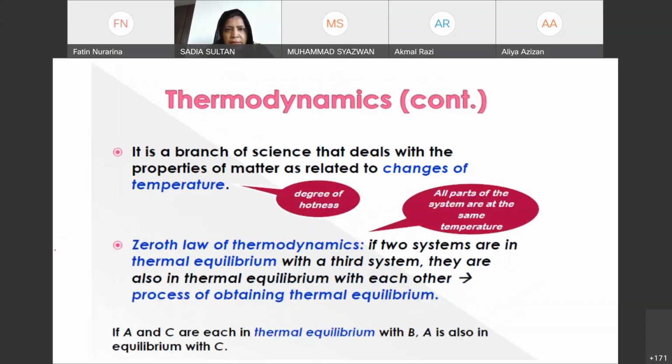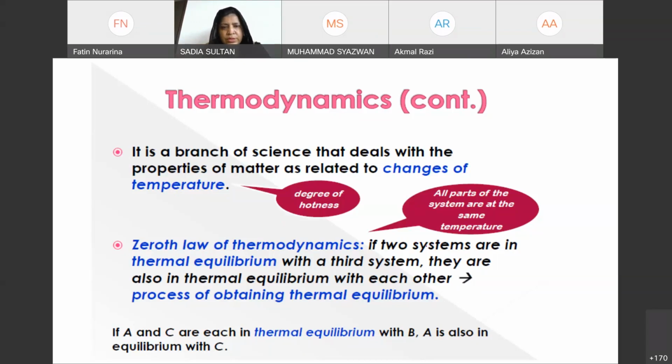It is a branch of science that deals with the properties of matter as related to change of temperature. Take the same cup of tea: if it is hot, you check the temperature, maybe around 70. After 10 minutes the temperature reduces, and again you check with a thermometer, it has reduced, right? So it is the branch of science that deals with the properties of matter related to change of temperature or degree of hotness.